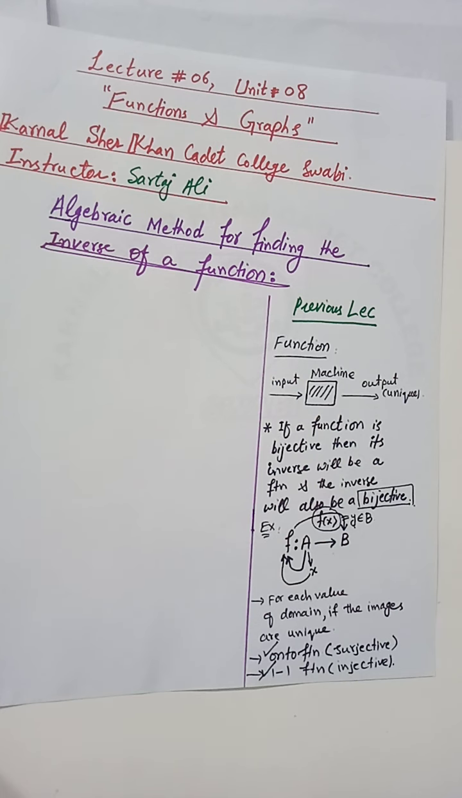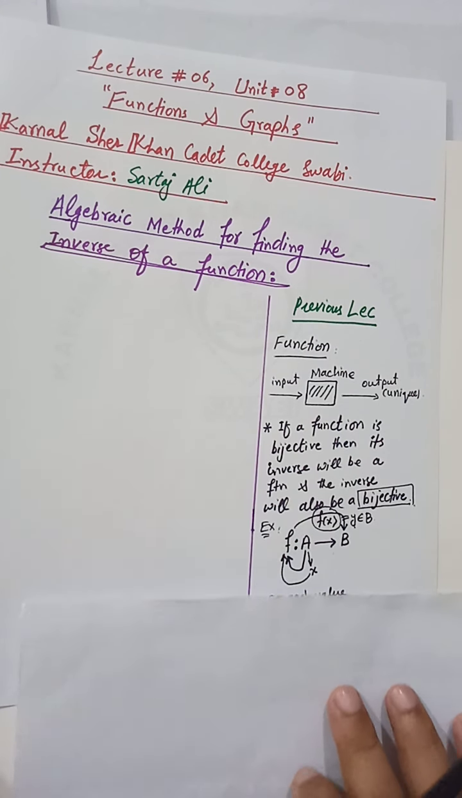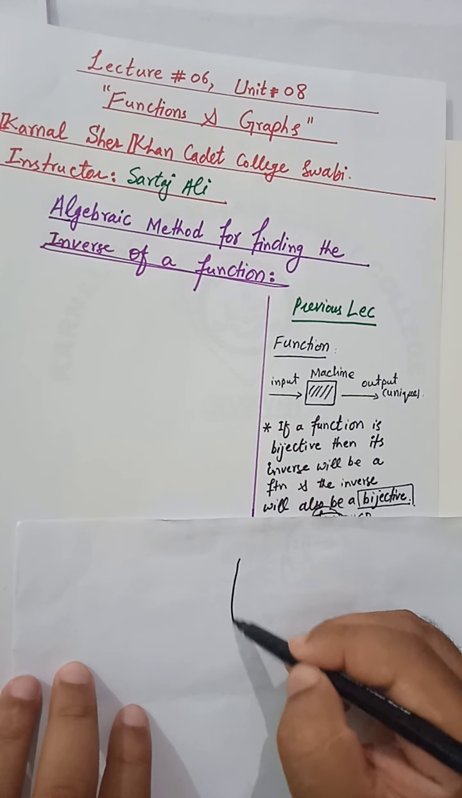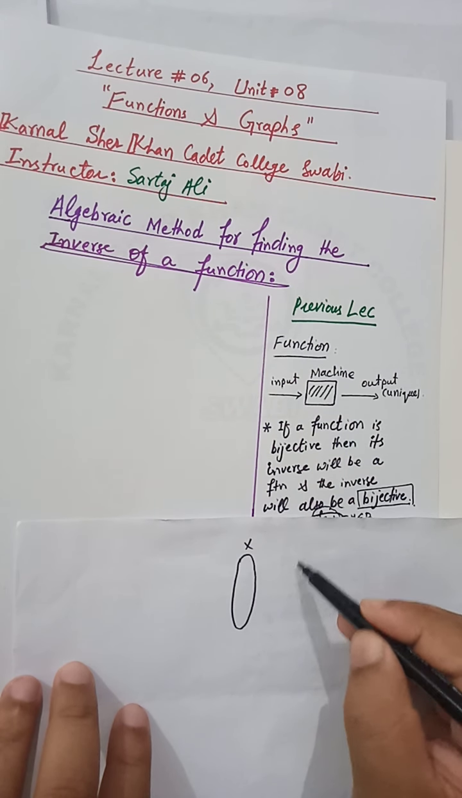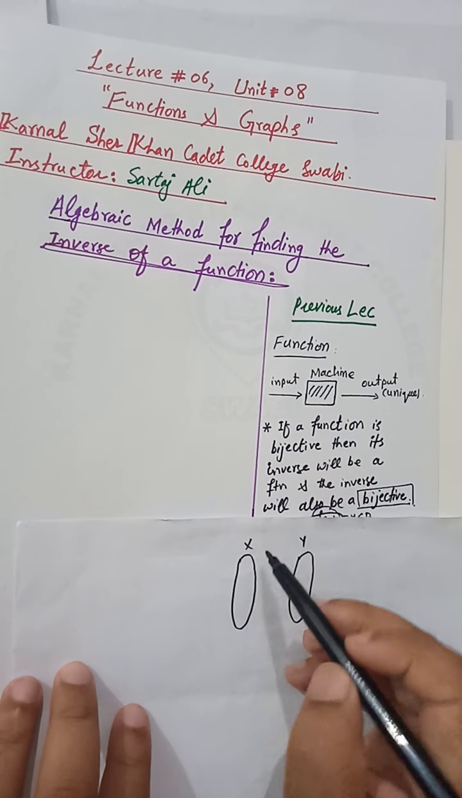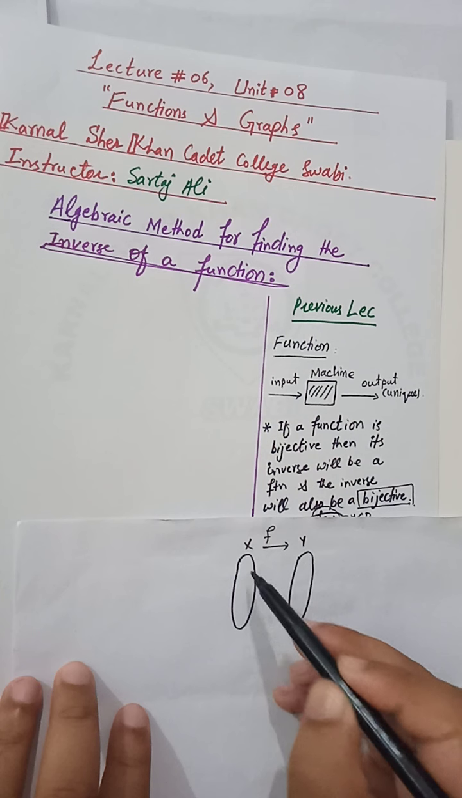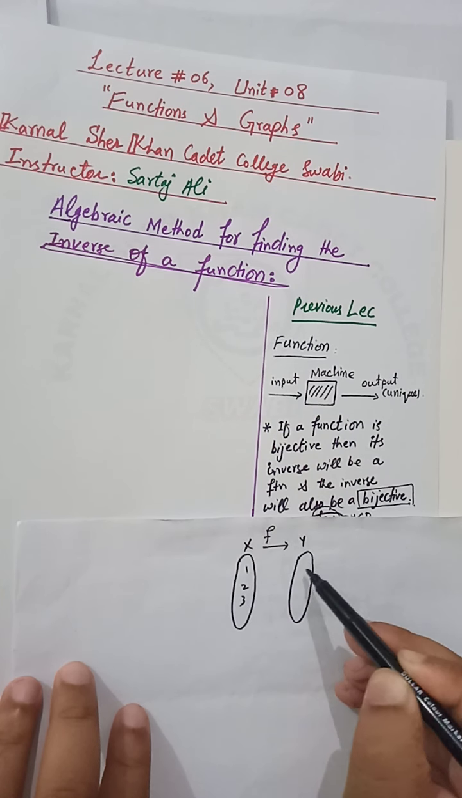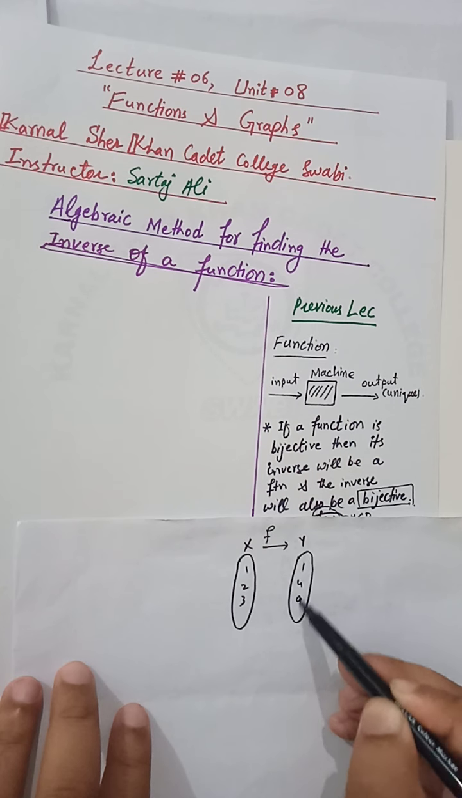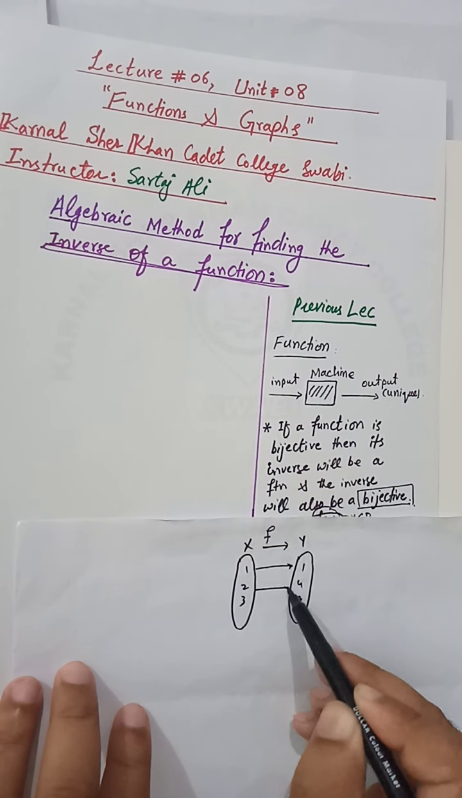Now the question arises: how can you find out the inverse of a given function? Remember, if a function is given in the arrow diagram form, for example, let's say this is x and this is y, these are the two sets. You see 1, 2, 3, and 1, 4, 9: 1 is mapped with 1, 2 is with 4, and 3 with 9.